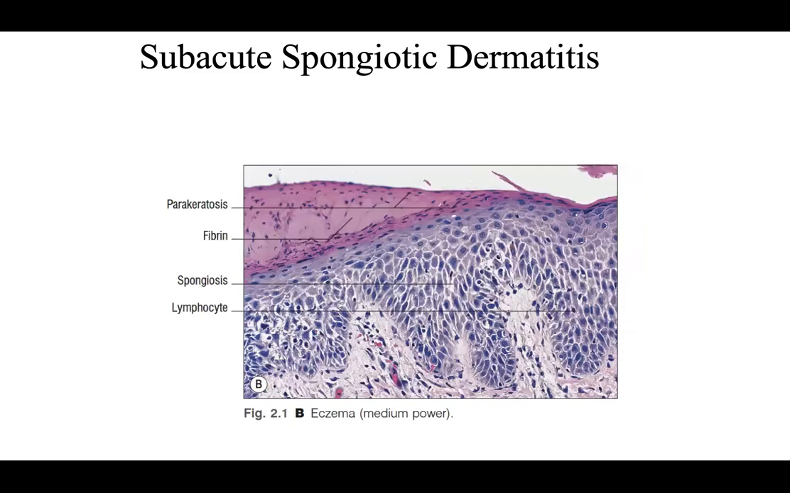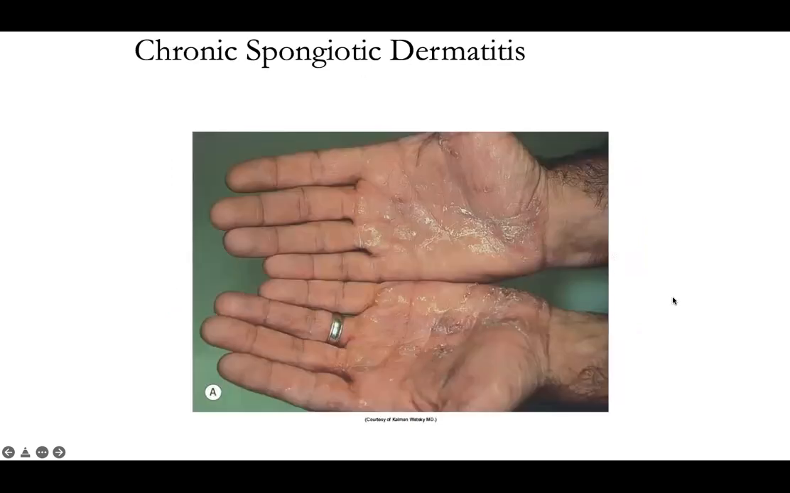Just another higher or medium power view of the spongiosis here. You don't see really large microvesicles here. You don't see those large spongiotic vesicles that we saw in acute. You'll see that parakeratosis and its underlying hypogranulosis. And then adjacent to it, you have compact orthokeratosis with the return of the granular layer. Notice the lymphocytes, which are exocytosing into the epidermis.